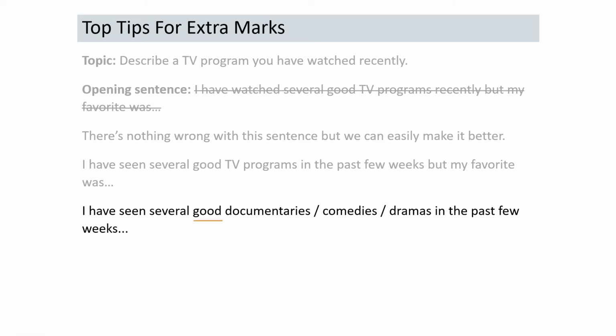In the original sentence, I use the phrase good TV programs. Good is a very ordinary word and would be better replaced with a stronger adjective such as, I have seen several excellent TV programs in the past few weeks.